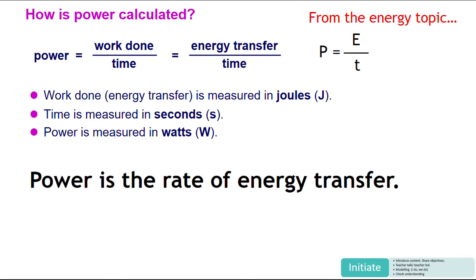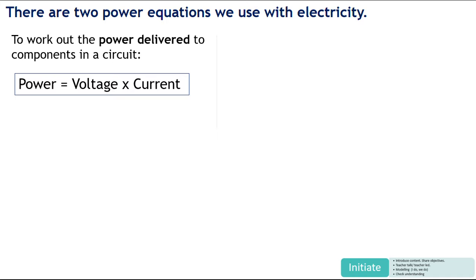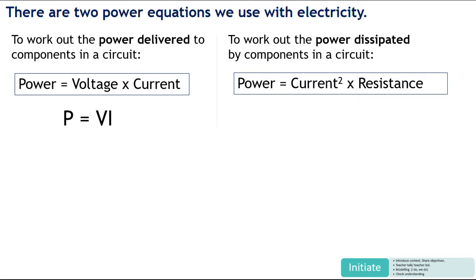And from the energy topic, here are our formulas. If you are unsure, do go back and review that lesson, okay? Because we're focusing on power in electrical circuits today. So there are 2 equations we can use. One is P = VI, and the other is P = I²R. And very simply, the one on the left, this first equation, tells you about the power that is delivered to components in a circuit. The one on the right tells you how power is dissipated in a circuit.